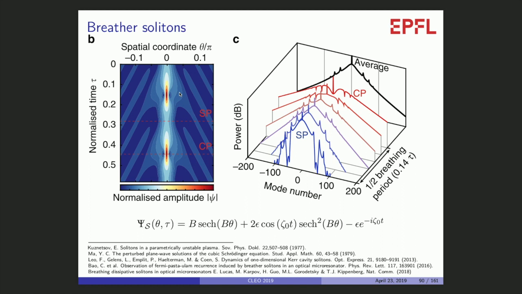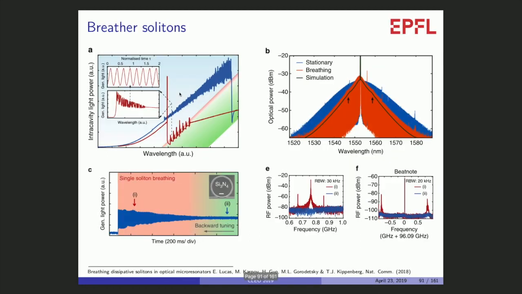If you now take the average of the spectrum, it is not a secant hyperbolic anymore, but rather looks like a very sharp type of spectrum. So this is characteristic of the breathing state. But in reality, it undergoes very significant temporal oscillations that are periodic. Now, what's the typical frequency of those oscillations? Well, they depend on where you are in that bistable regime, and they're typically on the order of the cavity decay rate.